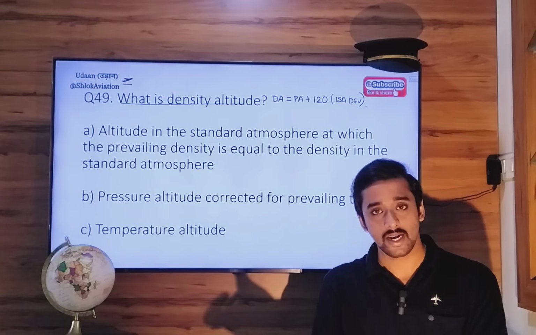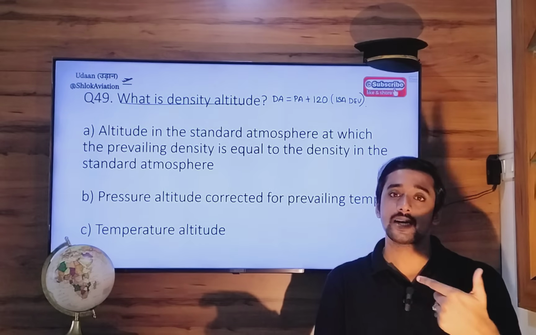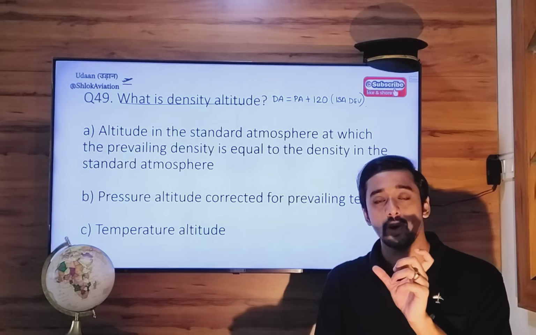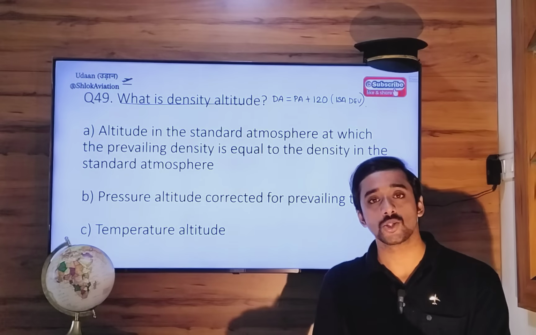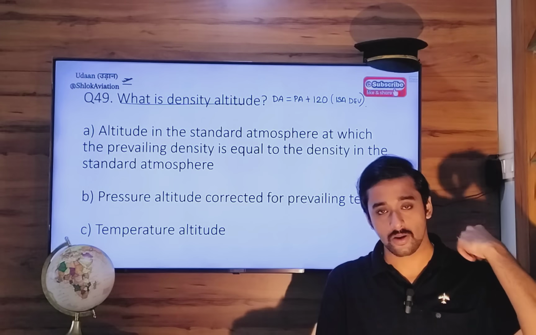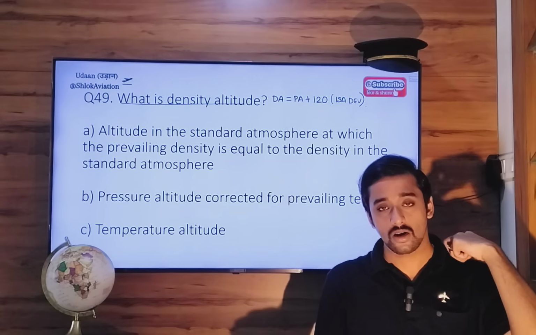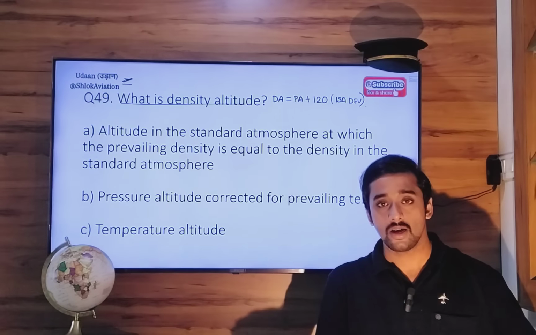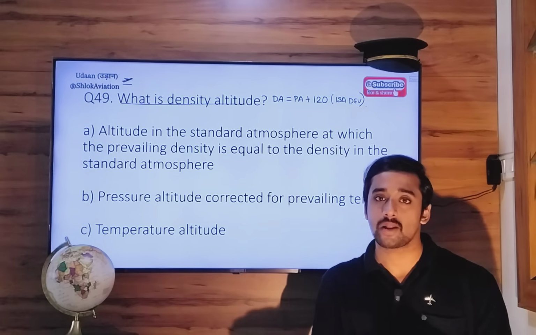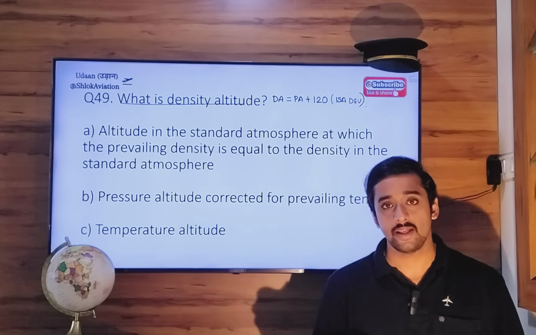So in warmer than ISA conditions, your aircraft may be situated at mean sea level, but the performance that your aircraft will produce will be equivalent to an altitude where you are supposed to find that 30 degrees Celsius in ISA temperature conditions. So in warmer temperatures, warmer than ISA conditions, the density of air will reduce.